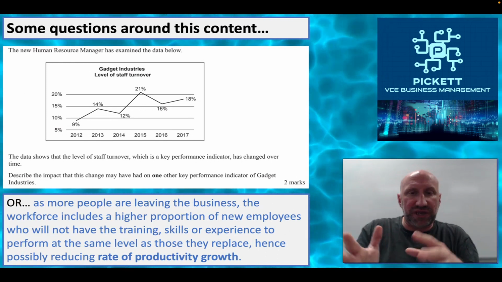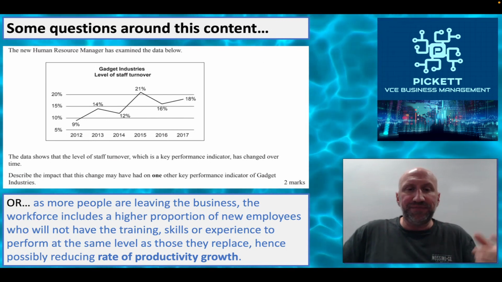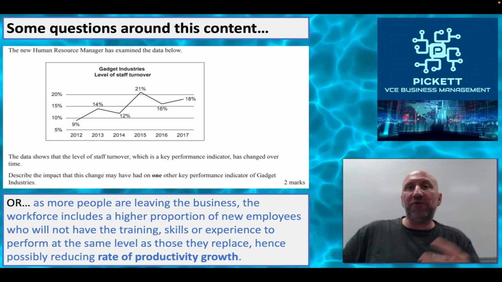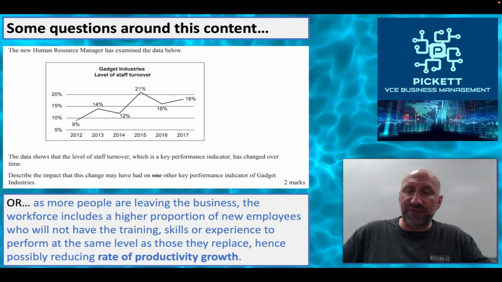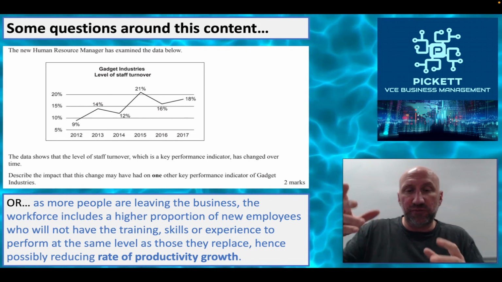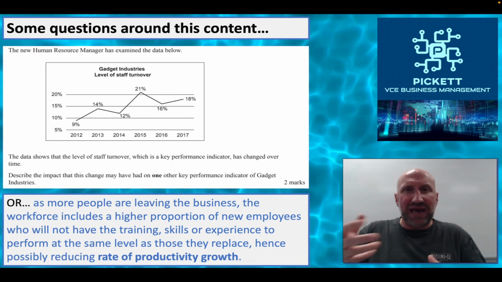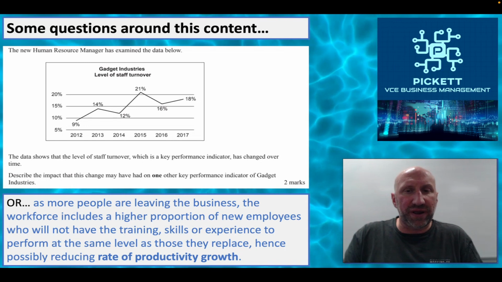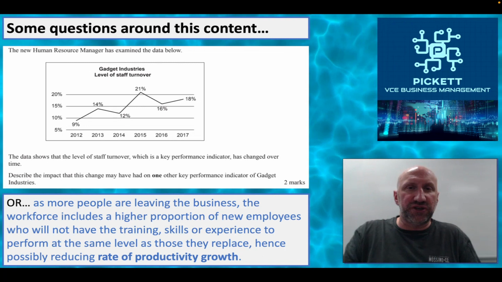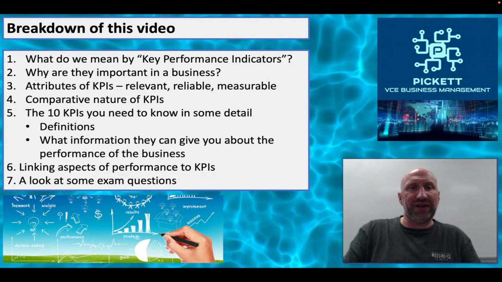Another example, and again, this is not the only other example, but another way. Turnover increases, more people are leaving the business. That means the workforce at any particular time includes a high proportion of new employees who won't have the training, skills, or experience to perform at the same level as those they've replaced, hence possibly reducing the rate of productivity growth. So it's all about understanding these KPIs, how they work, how they can interplay with one another to carry out this type of analysis that you will be asked to do. So hopefully that makes some sense, but you will get some good practice at doing that.